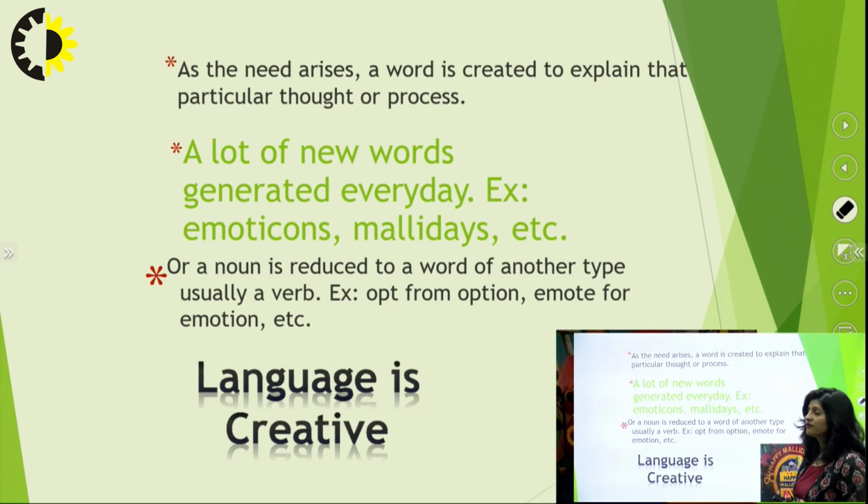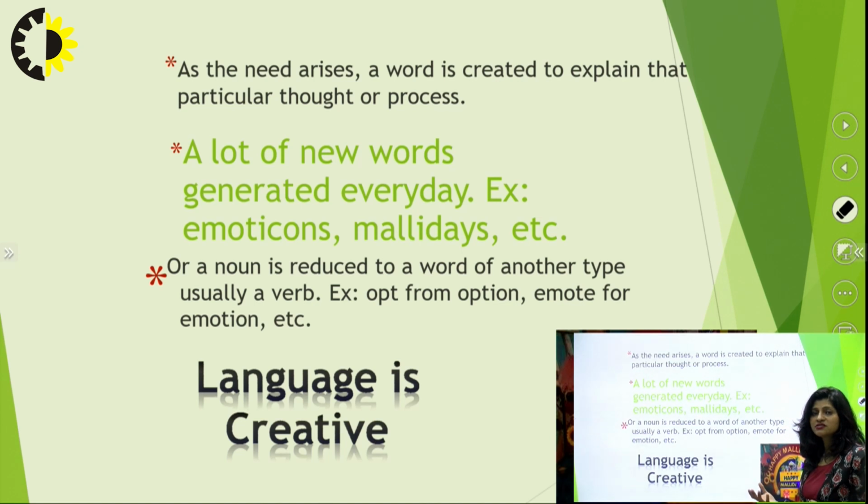One process I have shown you here is that a noun is reduced to a word of another type, usually a verb. For example, opt from option, emote from emotion. So obviously now you can see that in this particular example, we have reduced a word, that is a noun. We have reduced this noun to form another word, that is a verb. So that is called reducing.